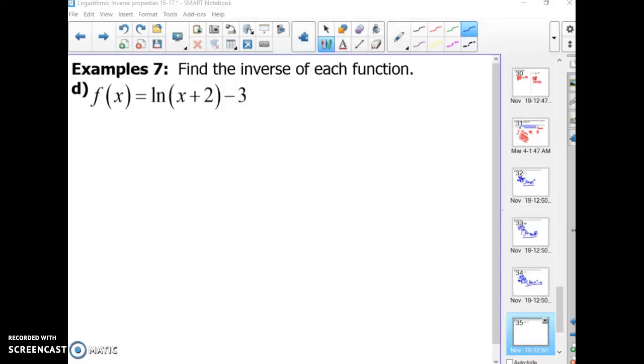Alright guys, we're going to finish up some inverses. So we've got 3 more examples to go. It wants me to find the inverse of each function. Looking at this, I see ln. I have to think to myself, ln has a base. So I've got to remember what that base is.